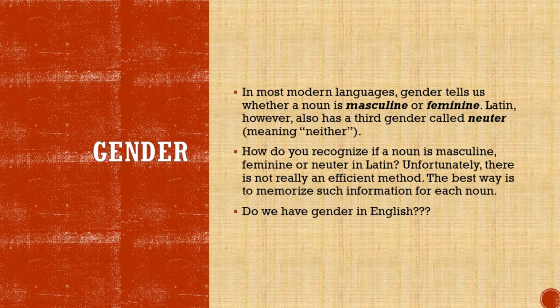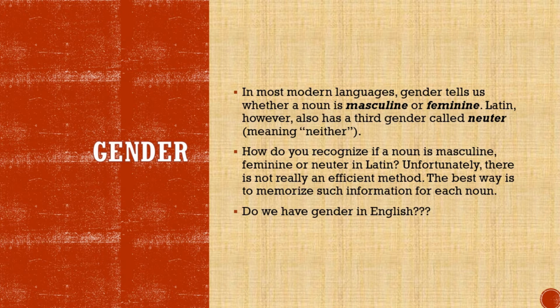It's just a convention. For example, in Latin, all the names of the plants are feminine, but there is no particular reason for it. It's just linked to the habits of the people speaking, who probably indicated the plants in the feminine. So, how do you recognize if a noun is masculine, feminine, or neuter in Latin? Unfortunately, it is almost not possible. So, you always have to know beforehand, in a sense. The best way is to memorize such information for each noun.